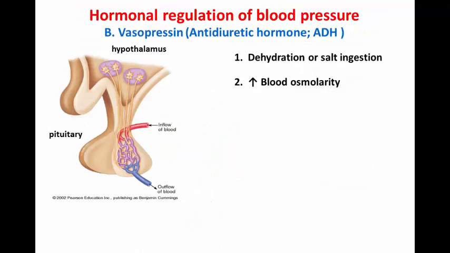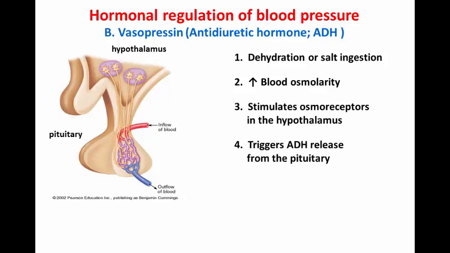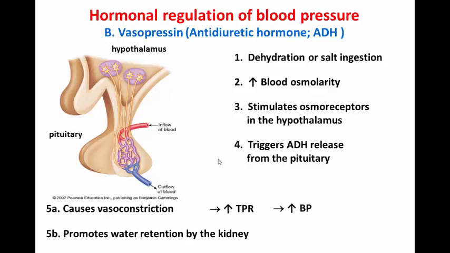Vasopressin, the antidiuretic hormone, is released from the posterior pituitary in response to dehydration, also in response to salt ingestion, and when the osmolarity of the blood as a result increases. The increase in blood osmolarity stimulates osmoreceptors in the hypothalamus, and upon stimulation of the osmoreceptors, ADH is released from the posterior pituitary. ADH causes vasoconstriction, as I've just mentioned, and it also acts on the collecting ducts of the nephrons, promoting retention of water.